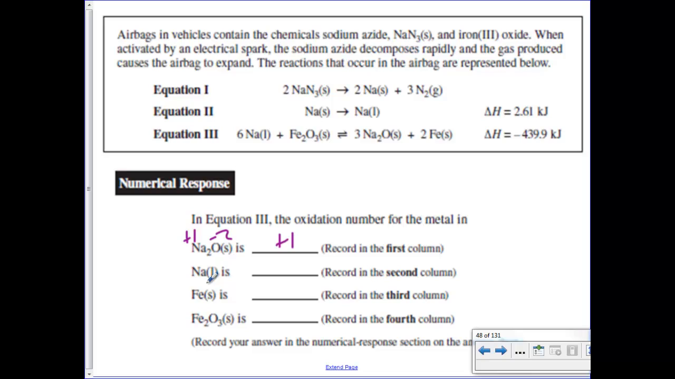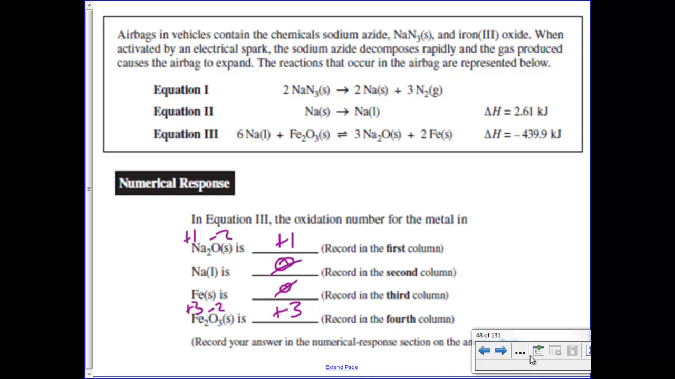Sodium's by itself now. I actually did this with you guys in the past. What if it's just a neutral atom? 0. Good job. Iron by itself. 0. There you go. And then if oxygen is -2, that gives you a grand total of -6. Good. Ta-da!